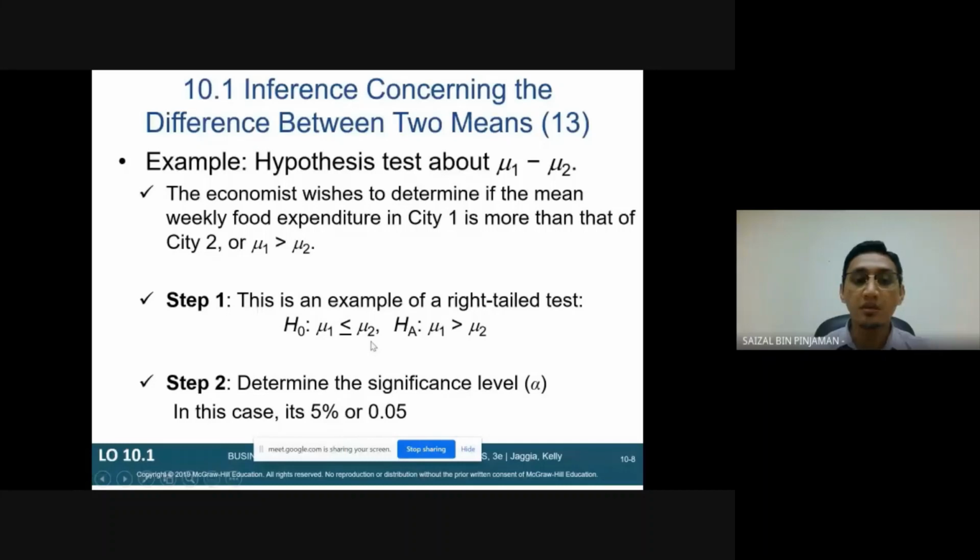So just like previous discussion, for step number 2, you need to identify the significance level. Remember, significance level implies the probability of making a mistake on concluding your hypothesis testing. It shows the percentage or probability of making an error in concluding your hypothesis testing.